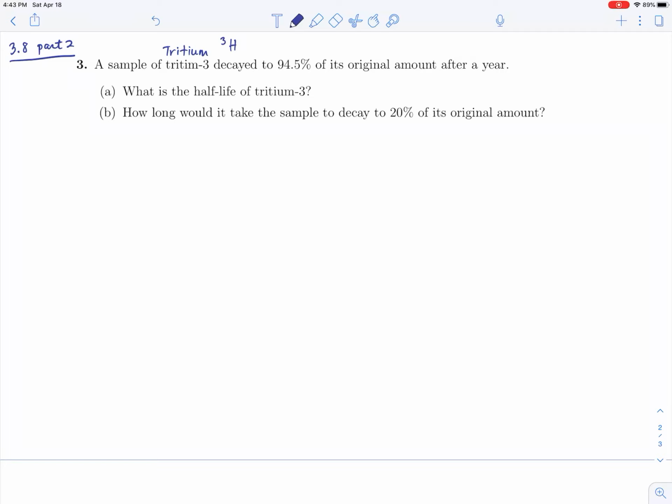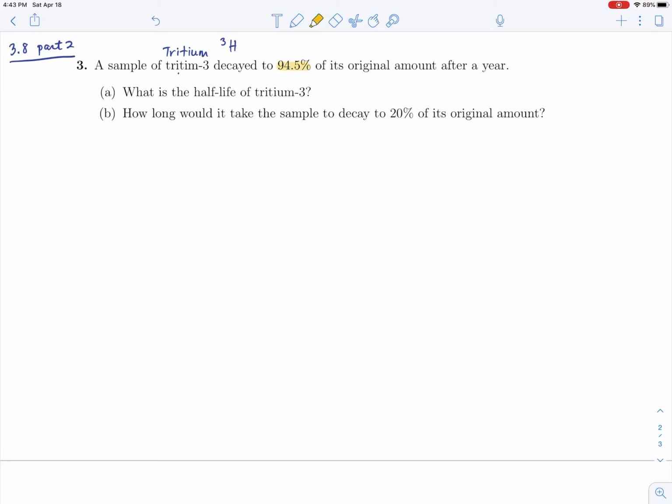Hi, so this is section 3.8 on exponential growth and decay, and it's the second part. So these are the last two examples. Here we have a sample of, this should say tritium, that is a hydrogen ion. Maybe. Okay, I think so. It has decayed to 94.5% of its original amount after a year.